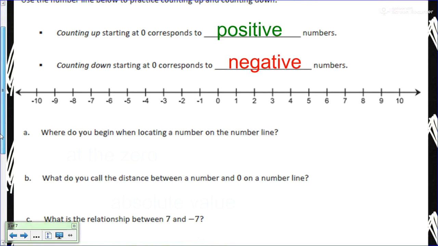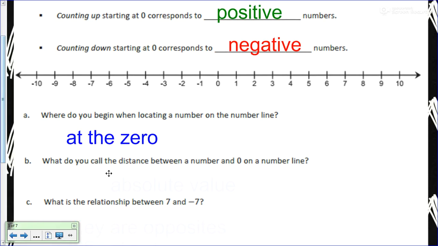No matter if we're counting up or down, we always want to start at the 0 when we are finding a number on a number line. And when we count spaces, we are referring to the distance between 0 and that number. That distance is called the absolute value. Hopefully that vocabulary word rings a little bit of a bell with what you studied last year.